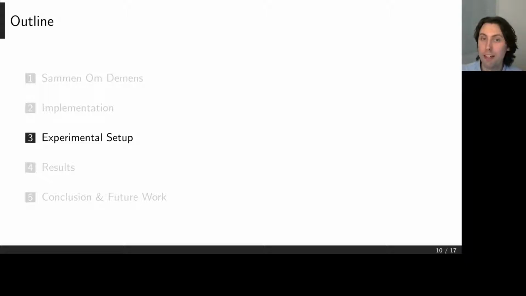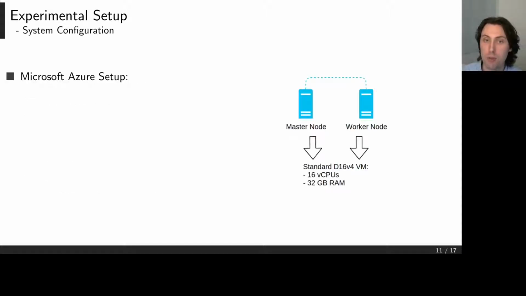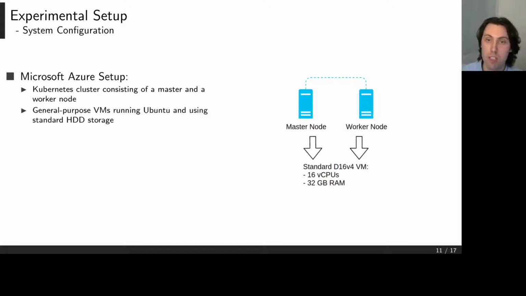To ensure that the backend system we designed is scalable, efficient, and reliable, we evaluated the system through load tests. How exactly we did this is what I will explain in the following. So, we deployed the backend system to Microsoft Azure. More precisely, we set up a Kubernetes cluster consisting of a master and a worker node. The two nodes are simply general purpose virtual machines running Ubuntu and using standard HDD storage.